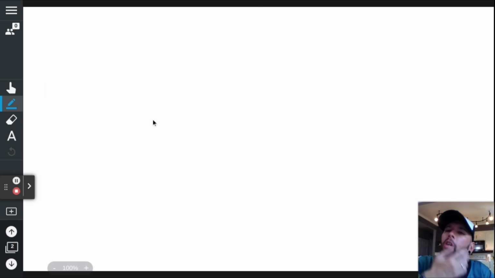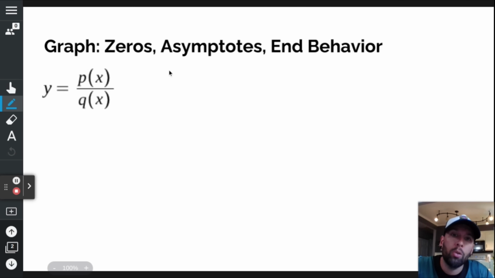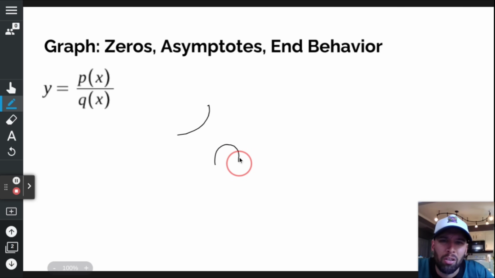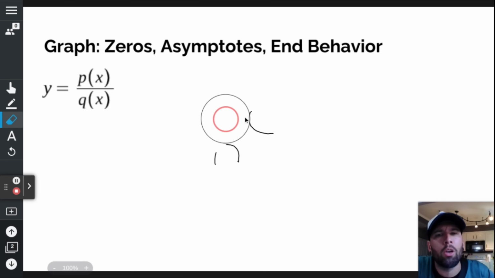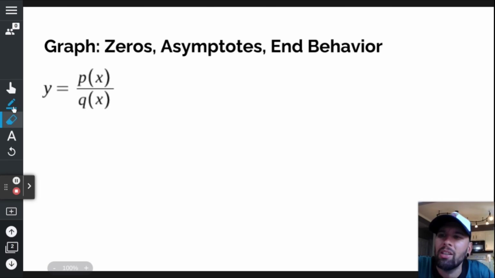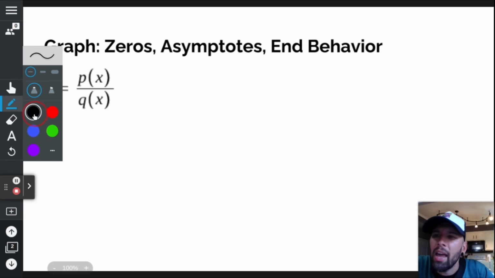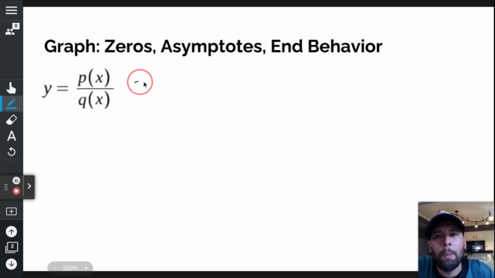First thing that we're going to talk about is zeros, asymptotes, and end behavior. When you graph rational functions, you're expecting weird things to happen, okay? Things that look something like this. And you're like, what the heck is all of that? And it looks sad because it is sad. So you're expecting strange things to occur, things crossing the x-axis, things non-existing. That's where all of this info comes into play.